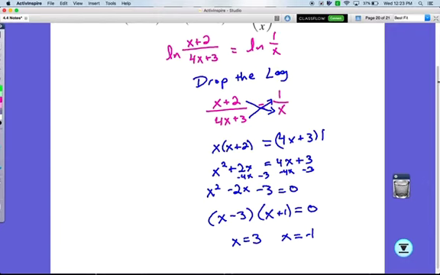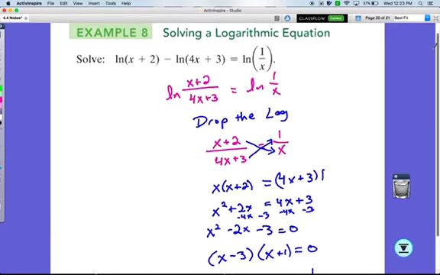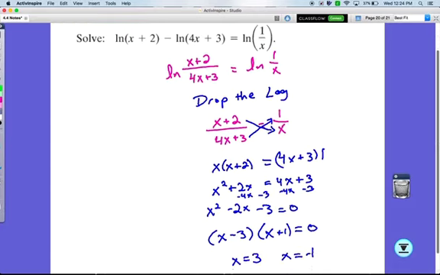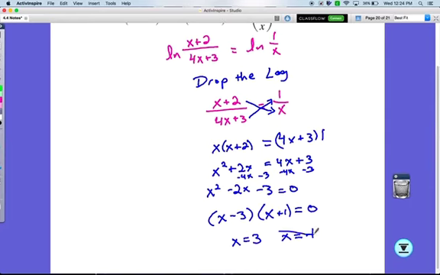I go back up to my problem though, because I've got to make sure it actually works. The 3 plus 2 is 5, 4 times 3 is 12 plus 3 is 15. 1 divided by 3, all those are positive, so that one works. If I throw the negative 1 in, negative 1 plus 2 is 1, that's fine. 4 times negative 1 is negative 4 plus 3. That's negative, so the negative 1 does not work. The answer is just going to be the 3.